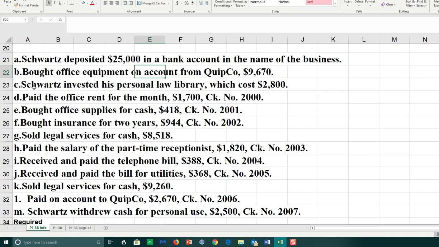In this one, we have the owner investing his personal law library, which cost $2,800. And so again, from the perspective of the business, we will note that the business is receiving the books, the law library, and that the value of what the owner put into the business, the value of the books, is $2,800. And so this is another investment by the owner in the business. This time it's not cash, as in the case of A. It is in kind, the law library.